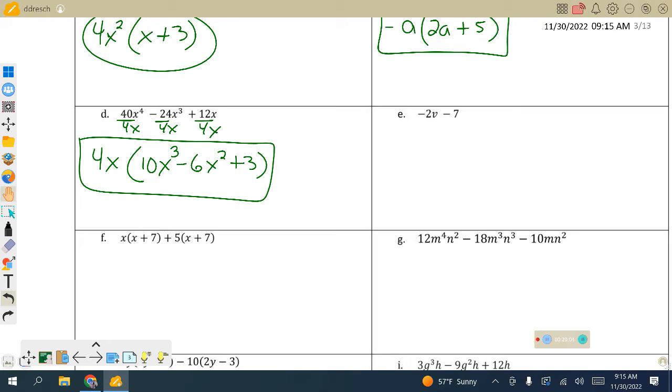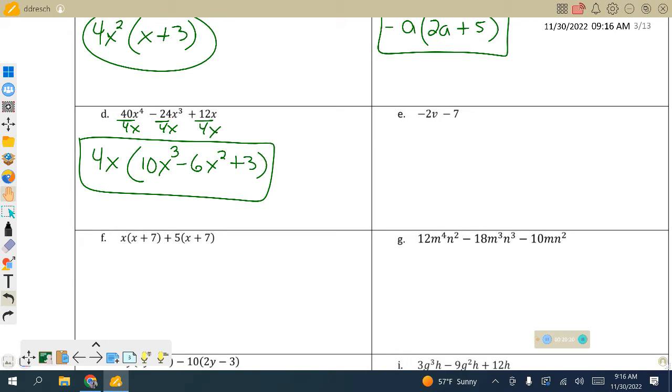Okay. All right, letter E. They don't have neither one of, or sorry, both of them don't have the variable, right? So I can't bring out any variables on this one. But what I do want to bring out is that -1.